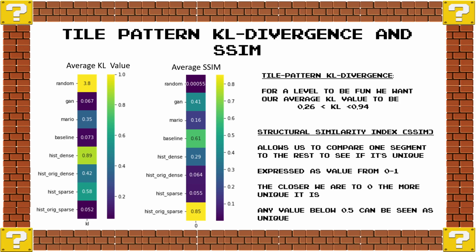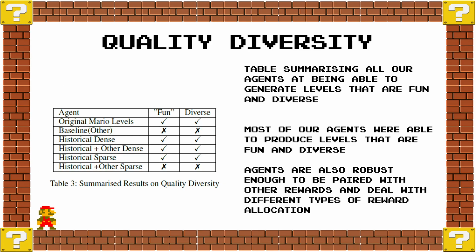Similarly, we analyze our agent's diversity skills. We do this by getting the average SSIM score between all the level segments across all the levels created by that agent. What we consider to be a good level of diversity is when the average SSIM score falls below 0.5. Our fun and diversity results are summarized in the table provided.